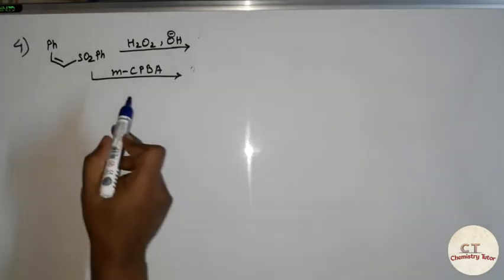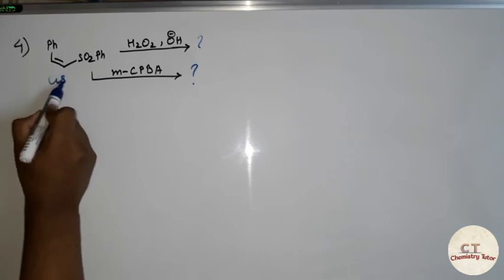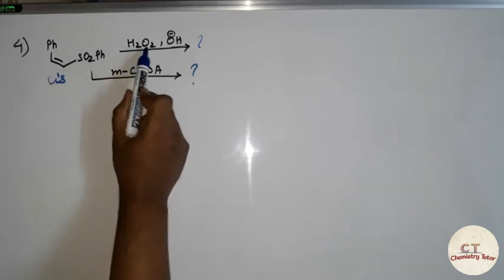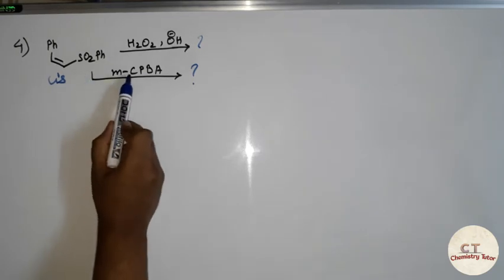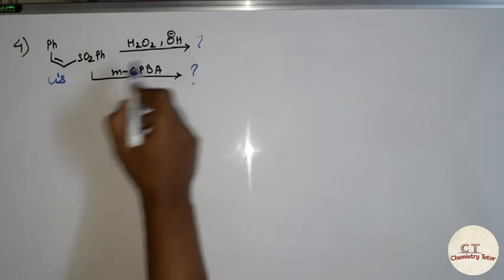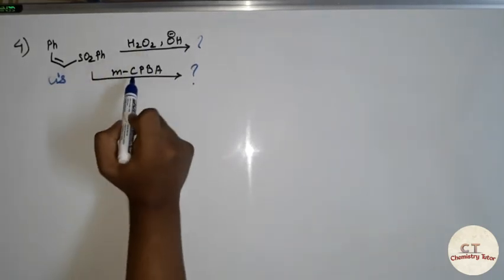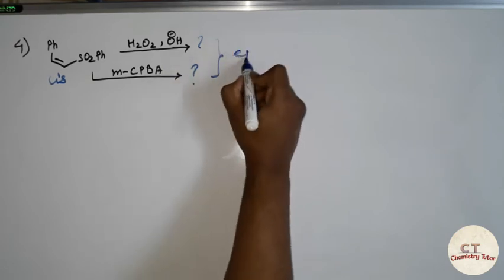Let us see our next question. So what are the products formed here? This is a cis-alkene, right? And this is on reaction with hydrogen peroxide in presence of OH minus, and what will be the product formed when it is reacted with metachloroperbenzoic acid, MCPBA. Okay, you know one thing, that whenever there is a peroxide or MCPBA, both are going to give epoxide.